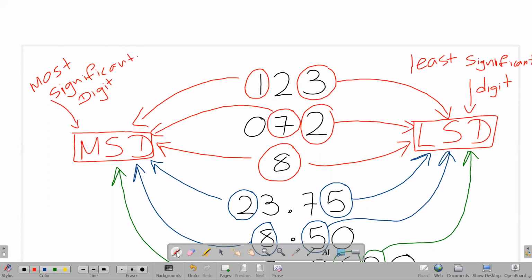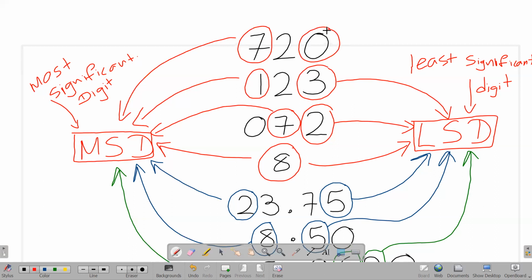Right people, it's better you have something like this as well. I couldn't write this example here. So write a value like 720. In there, the most significant is 7 and the least significant is going to be a 0. When the decimal values are not there, the 0 at the rightmost is going to be the least significant bit.